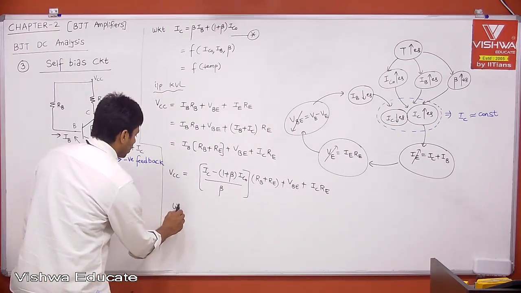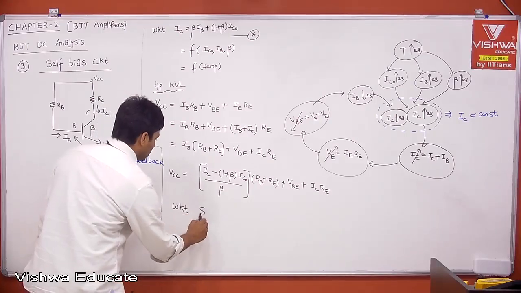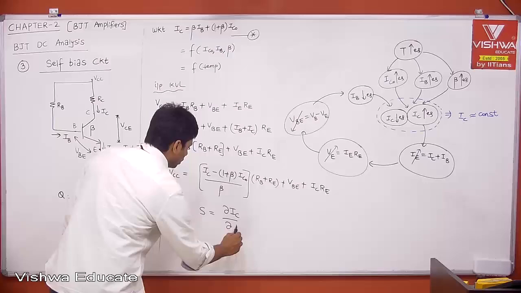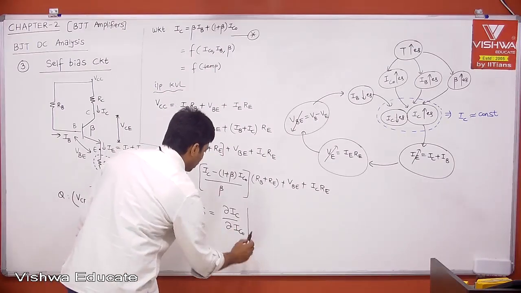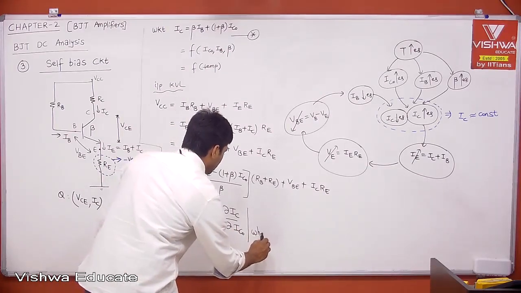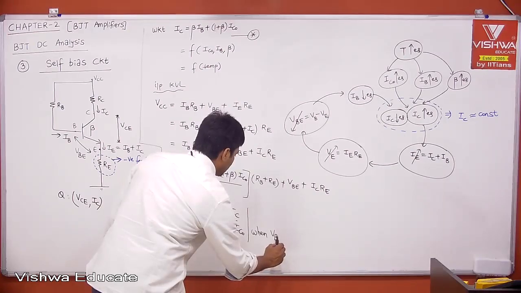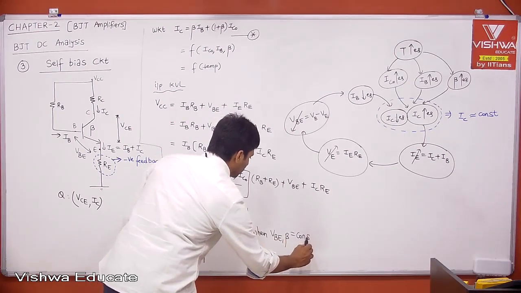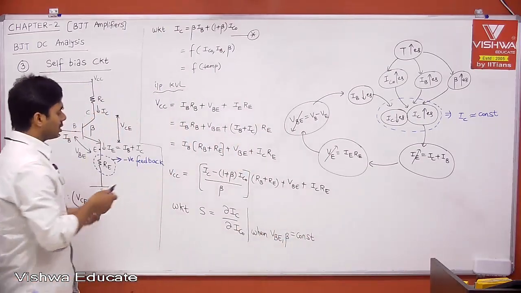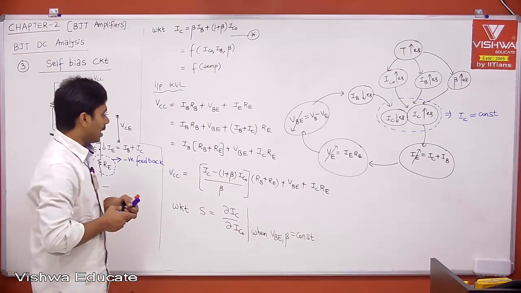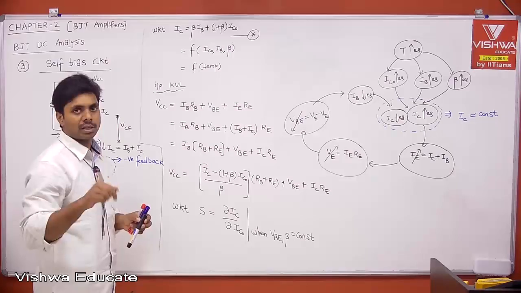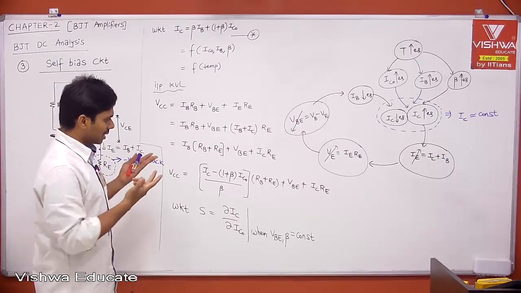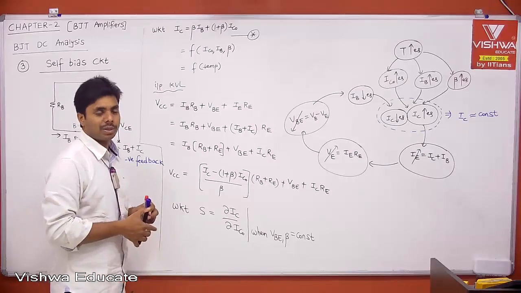Therefore, we know that S is defined as change in IC due to IC naught when VBE, beta constant. Now differentiate this with respect to IC naught and tell me what is the stability factor. Definitely this time I will not do it, you have to do it. I have done already for collector to base bias circuit, exactly the same way we have to calculate for stability factor.